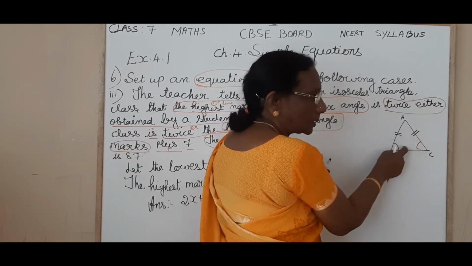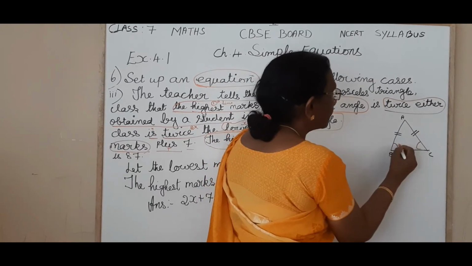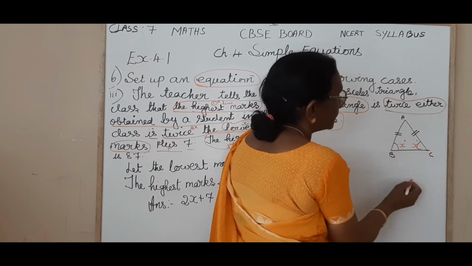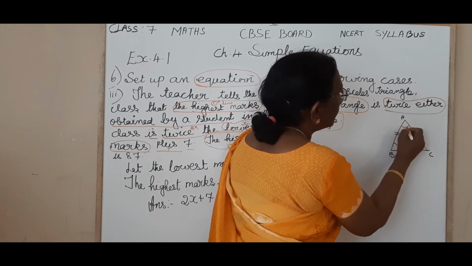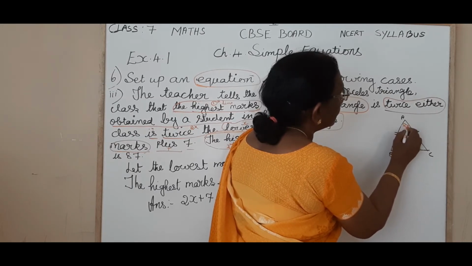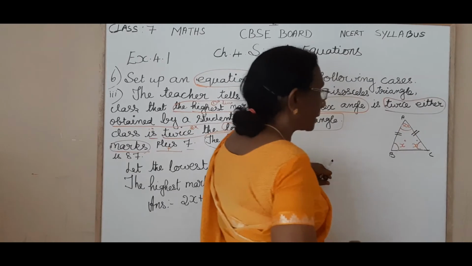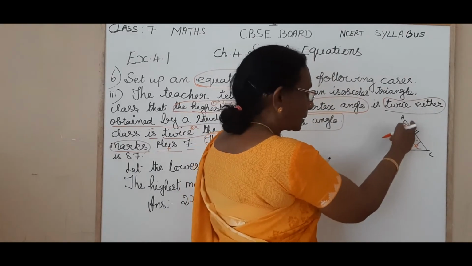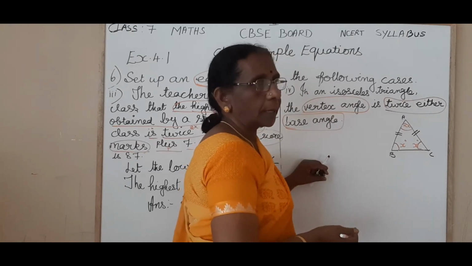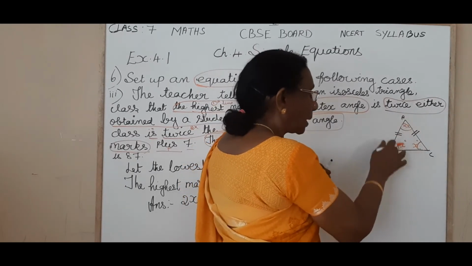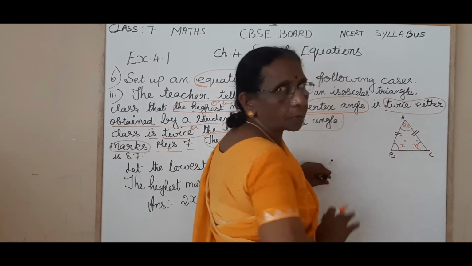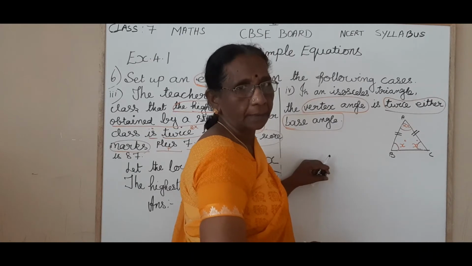Okay. So, you have to take this as x. If this is x degrees, this will also be x. And this will be what? 2x. This angle will be 2x. Is it clear, children? Because the vertex angle is twice the base angle. Either base angle means both base angles are equal. So it is twice this base angle as well as twice this angle. That's why either base angle is given.